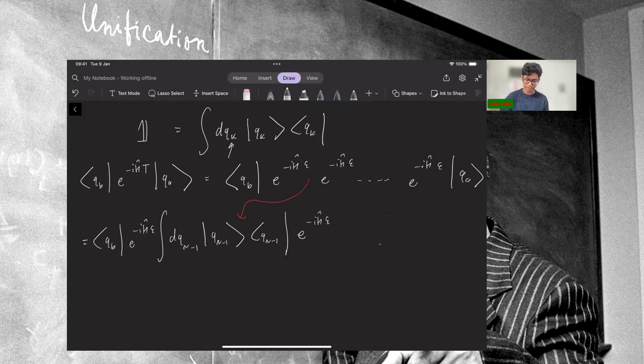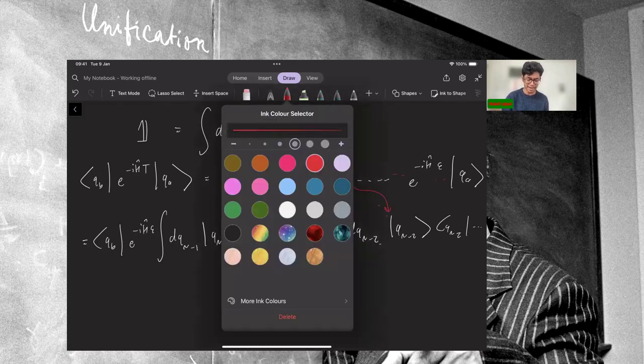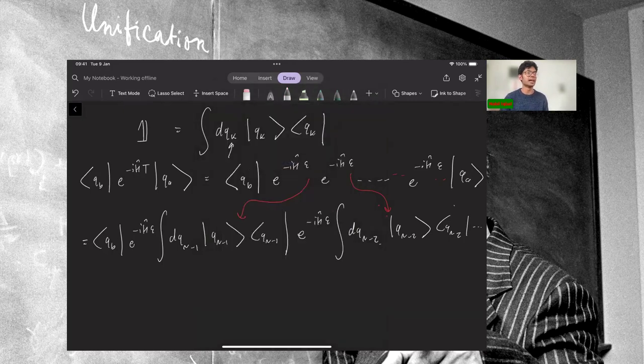e to the minus i h hat epsilon. And now I put another one here, dqn minus 2, qn minus 2, qn minus 2. Blah, blah, blah. Okay. And then I do that in each of these little chunks, so I end up with about n of them. And finally, at the very end of this thing, I get a piece that looks like this, Q1 e to the minus i h hat epsilon QA. And this is where the whole thing ends.